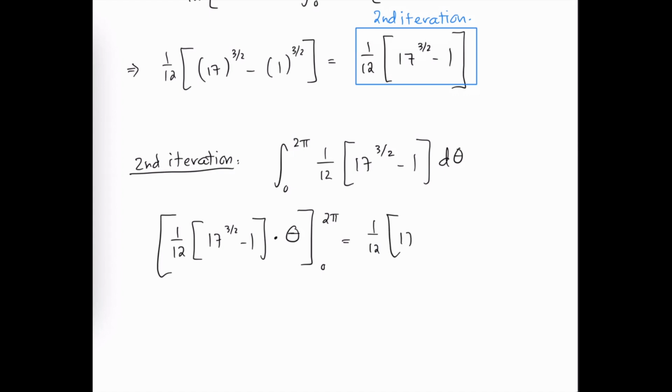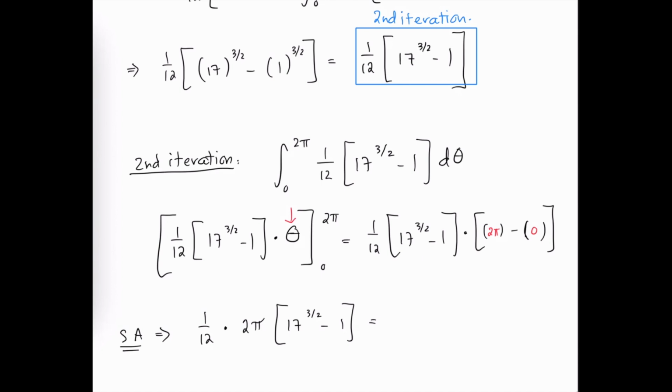Let's keep this constant multiple on the outside and plug the upper limit 2 pi and the lower limit of 0 into our antiderivative theta, which is going to give us our ultimate answer for the surface area, which can then be simplified just a tad to give us our final answer, pi over 6 times this constant. And since this is surface area, we would say that the units are going to be square units.